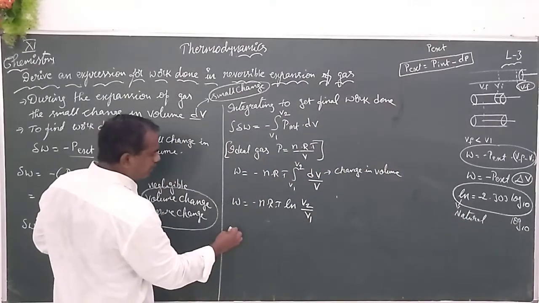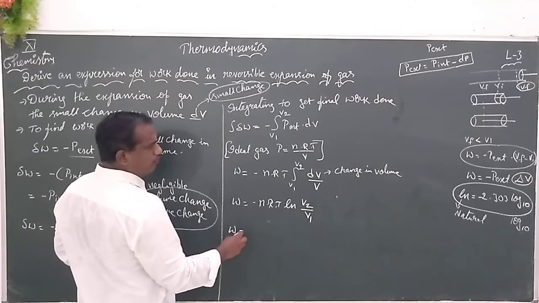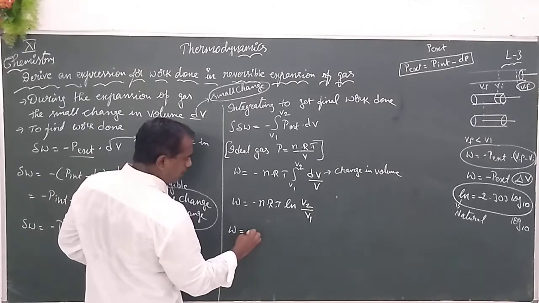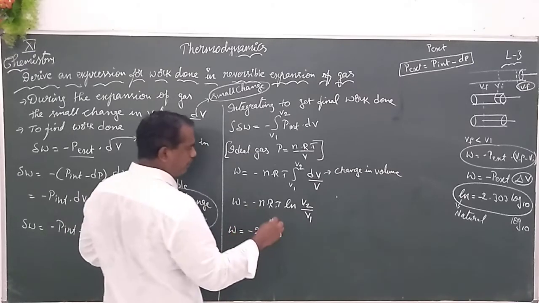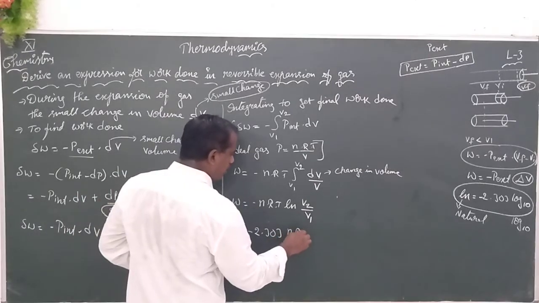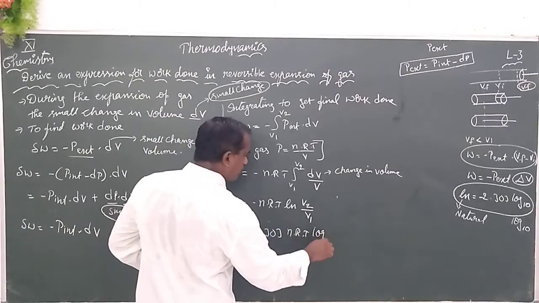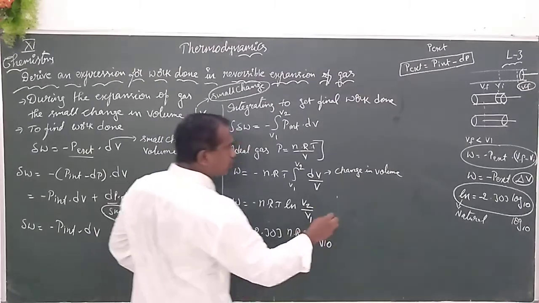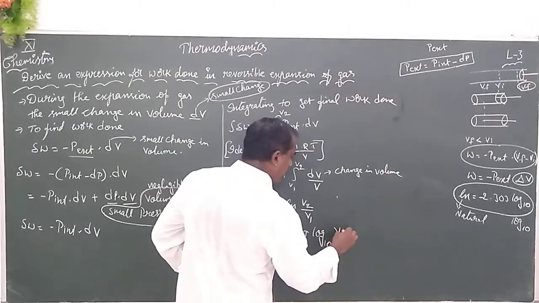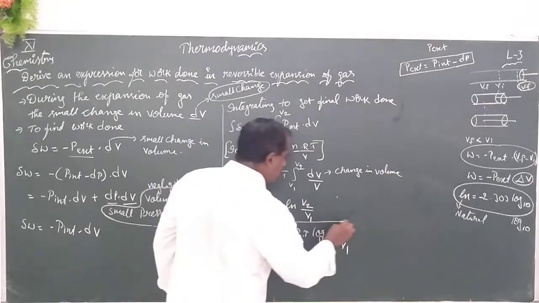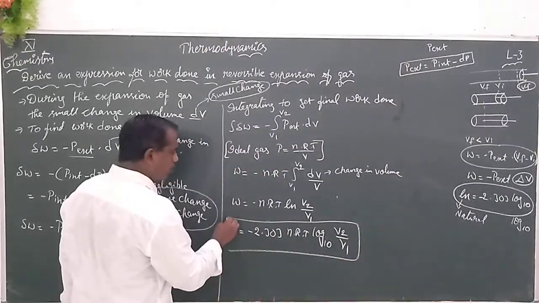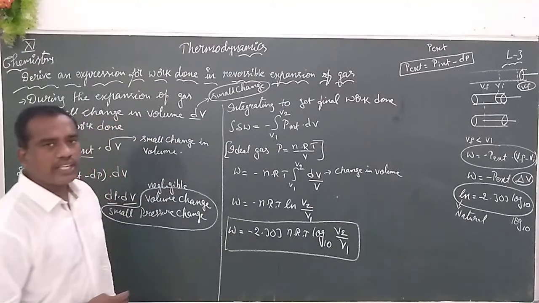So we are writing our work done as W is equal to minus 2.303 nRT log base 10 of V2 upon V1. So this is the formula that we will use to find the work done.